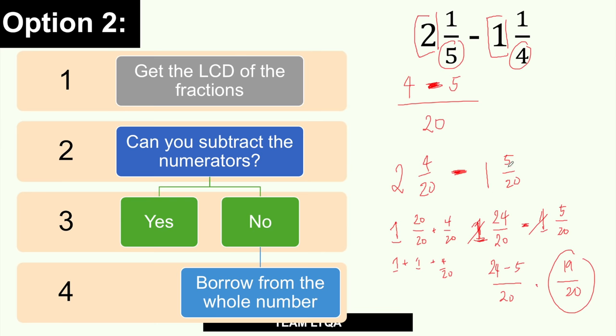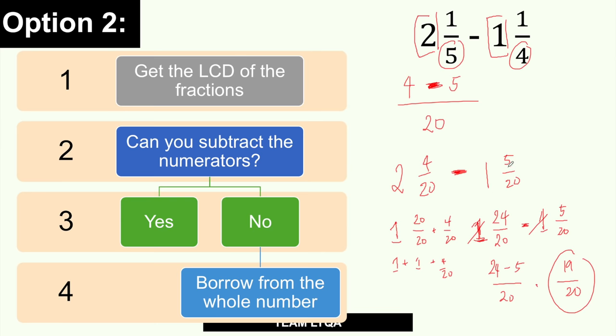Pero kung kailangan mo mag-borrow, you can follow the other example that I used. Again, what you would do is take one whole from the whole number right here, convert that into the fraction, and then add it here. Okay? Kasi yung iba, naguguluhan dito sa technique na ito. Again, at any point, kung hindi talaga ma-figure out, use the other one.